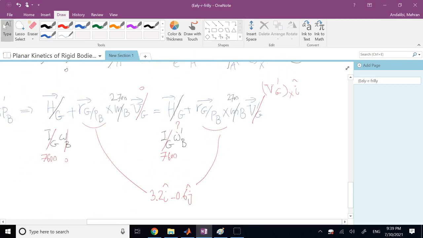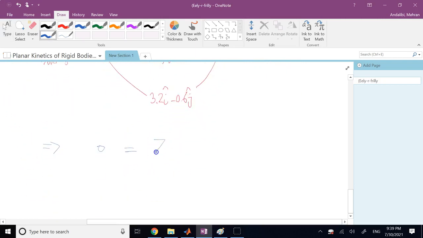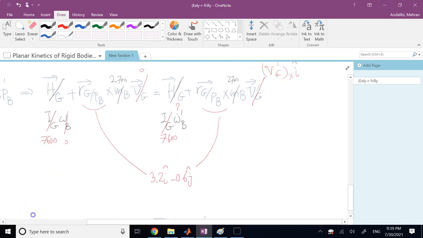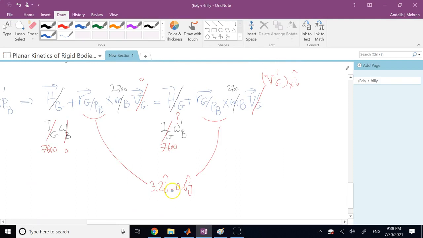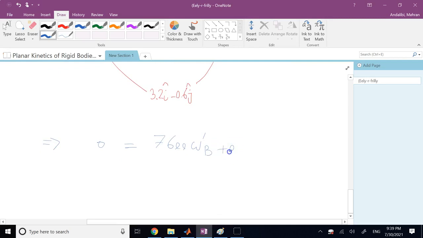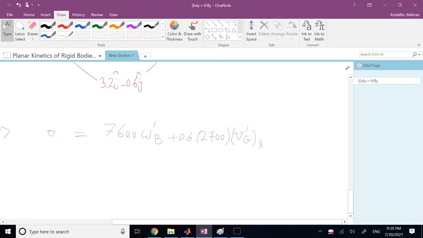And on the right-hand side, I have 7600 omega prime b. And then here you only have j cross i, which is negative k. There is another negative, so that's positive. So it's going to be plus 0.6 times 2700 times v prime of gx. And this guy I can call equation 5.